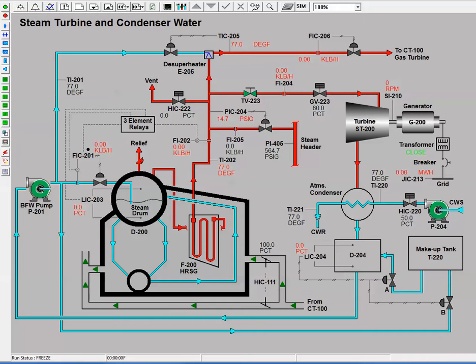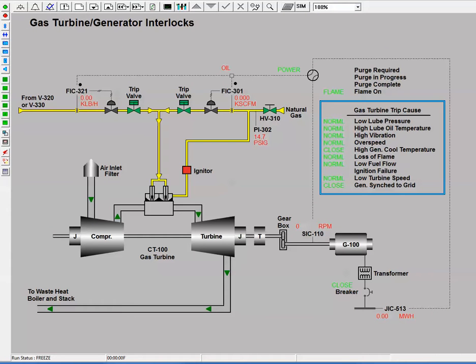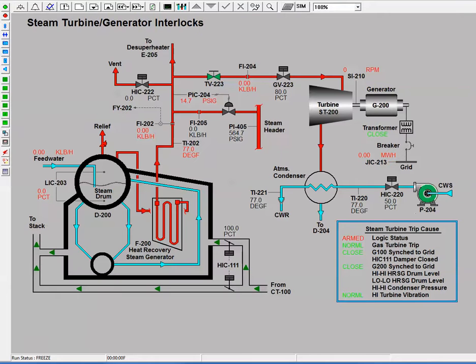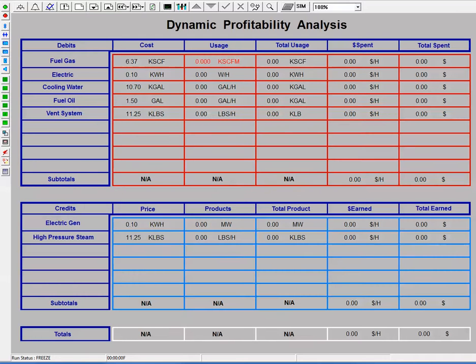The next page outlines the makeup tank and condenser water systems for the steam boiler and steam turbine. The following two DCS pages go through the logic and interlocks for the gas turbine and steam boiler. This will allow the student to purge the system or be aware of why he or she tripped the system. Finally, a dynamic profitability analysis page allows trainees to calculate how efficient their startup or operations have been, with the major cost being natural gas and the major credit being electricity generated.